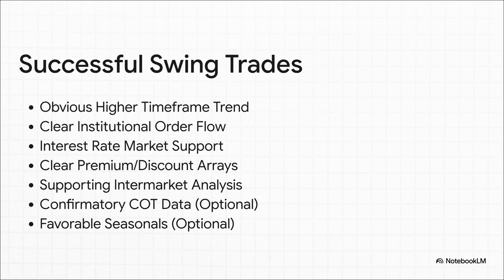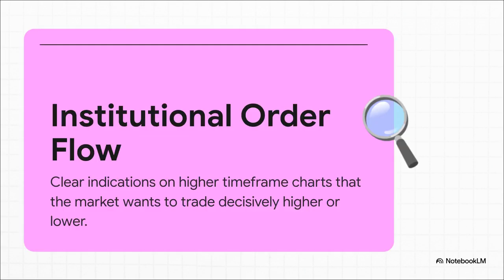Now the last two, COT data and seasonals, ICT calls those optional, but hey, the more of these boxes you can check, the more confident you can be in your trade idea. Let's double-click on one of the most critical hallmarks here, institutional order flow.